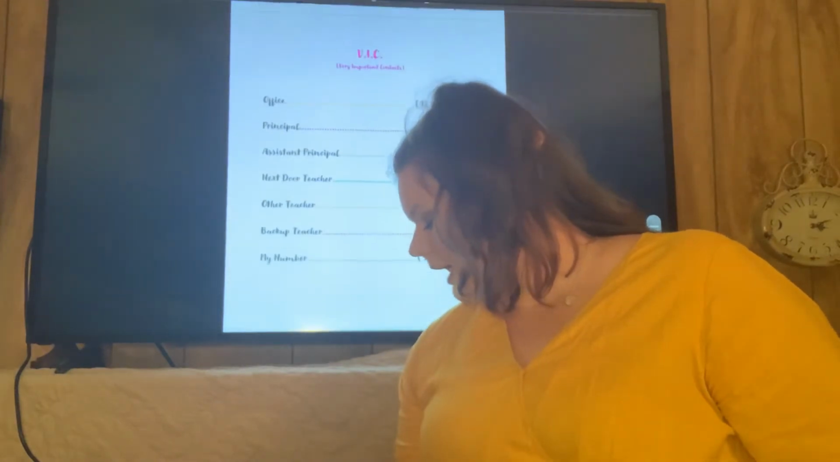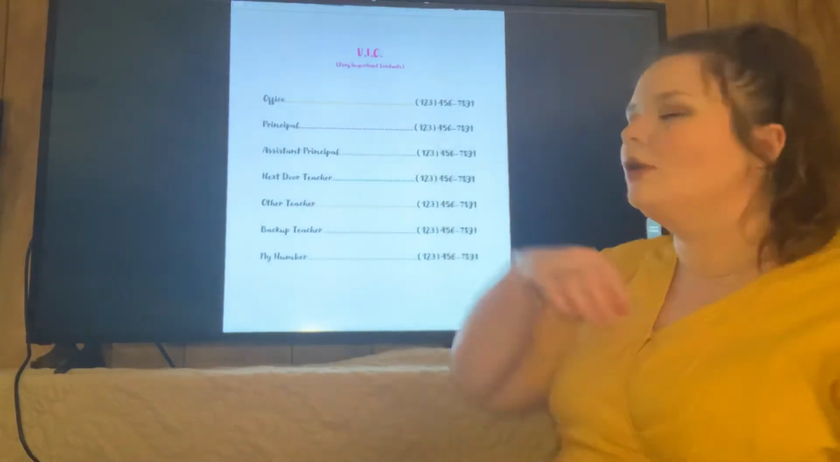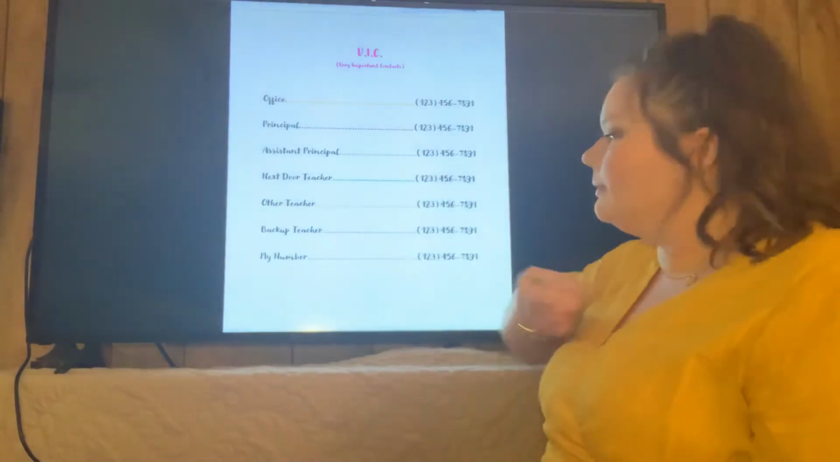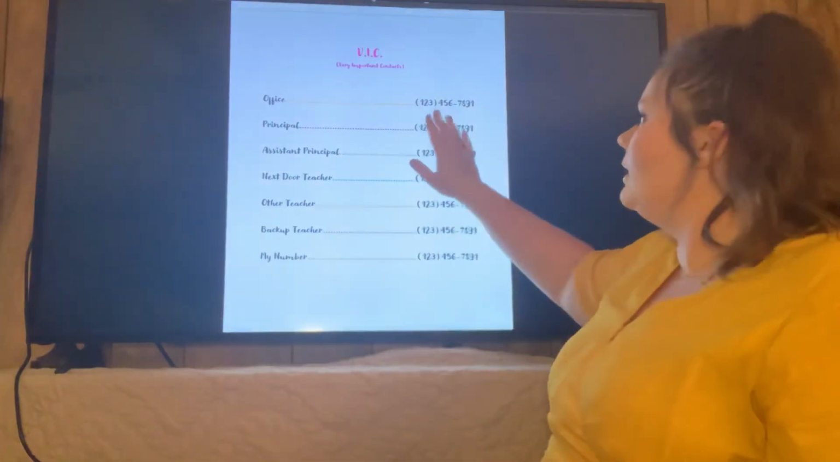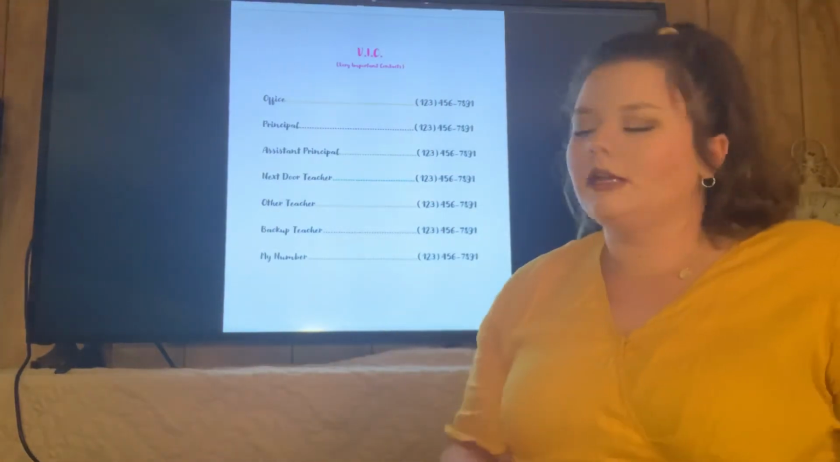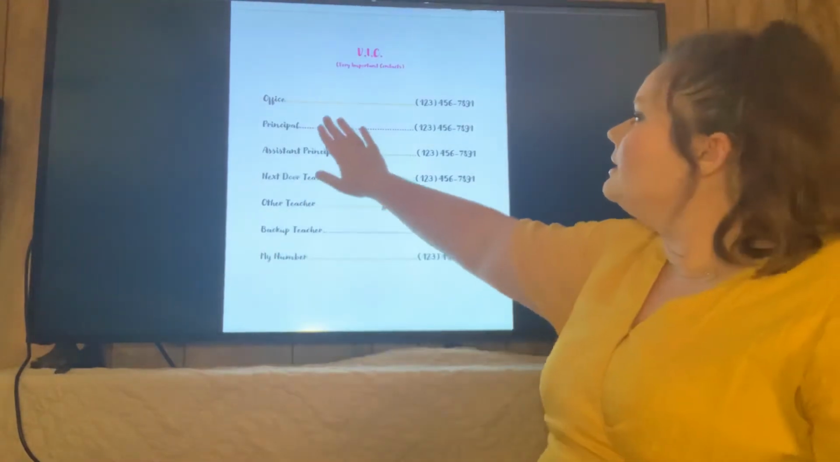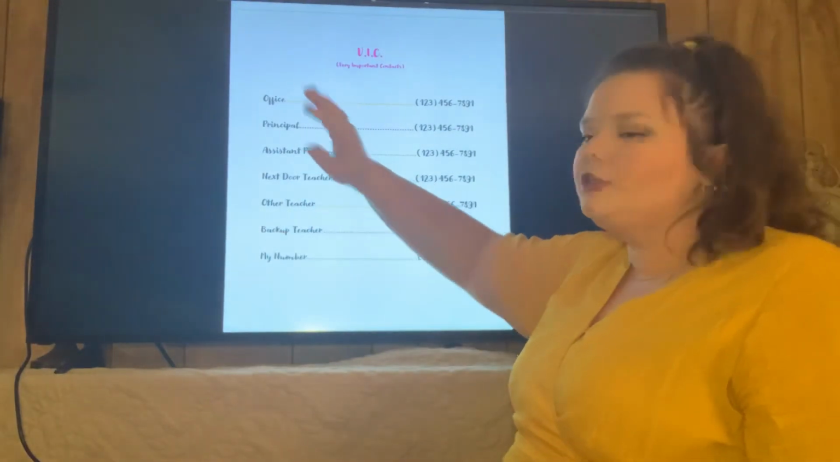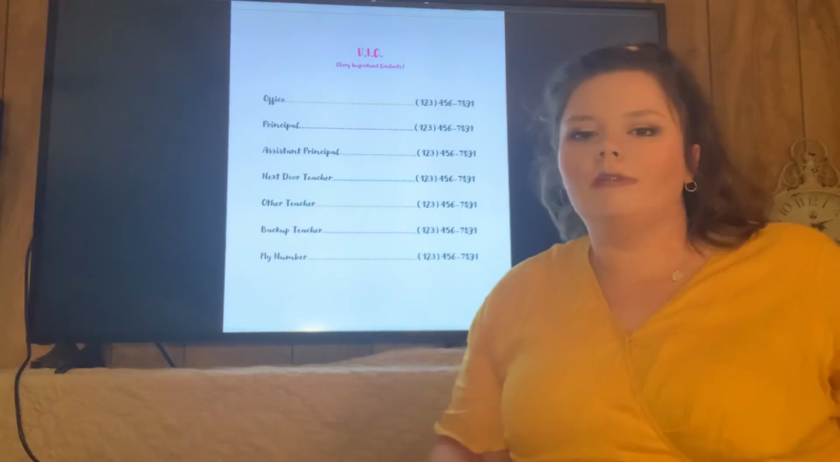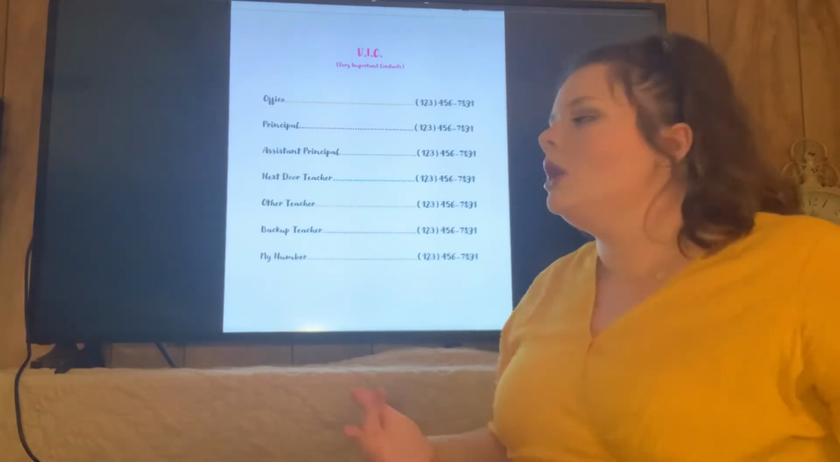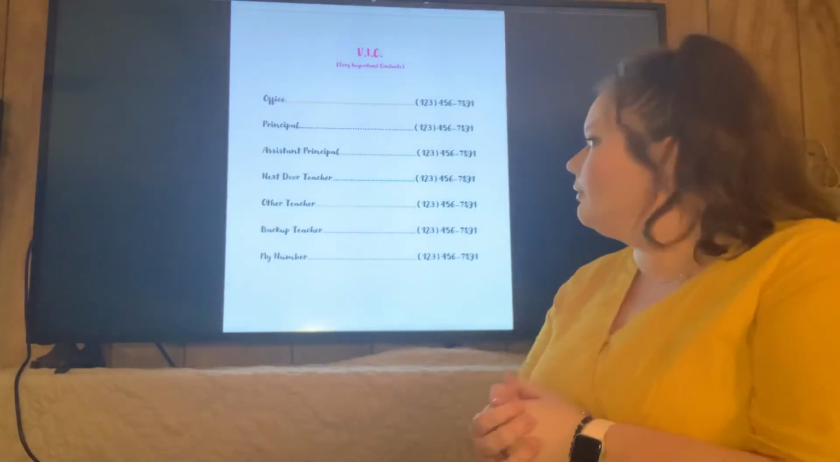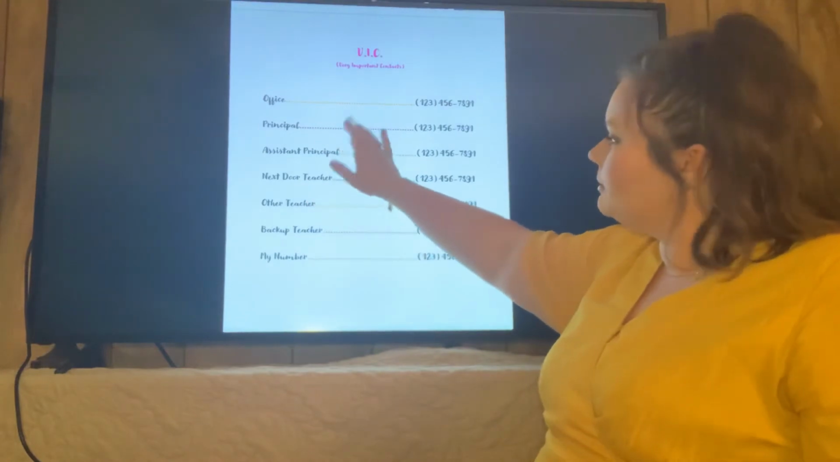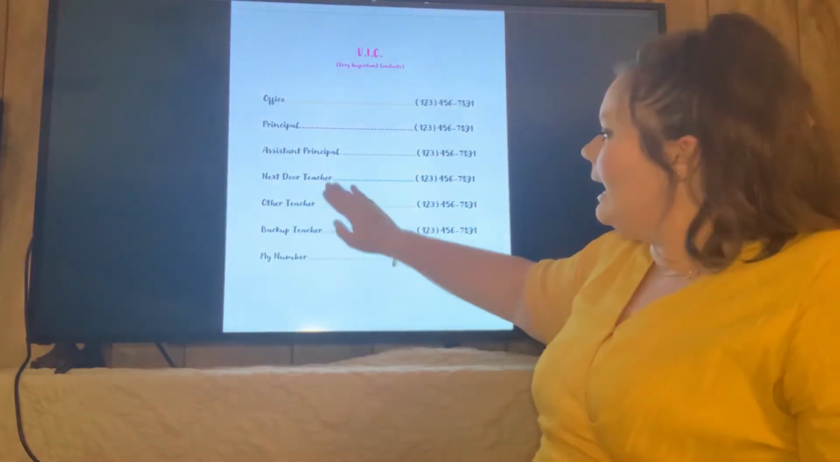And then I have VIC. These are my very important contacts. These are all the numbers that the sub may need to know and or extensions for the in-classroom phone. I did the office first because I figured most subs would probably call the office if they have a question about schedules or if a student can go to a certain location. I also included the principal's number, assistant principal, and then I did some teachers.